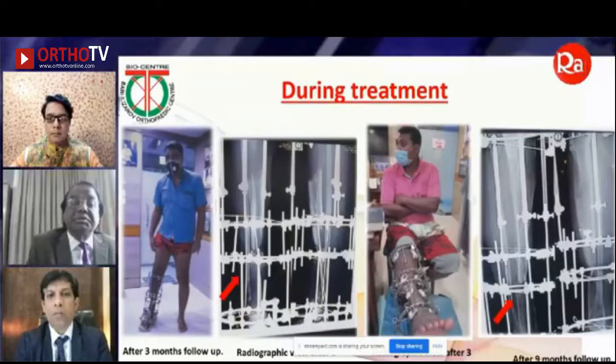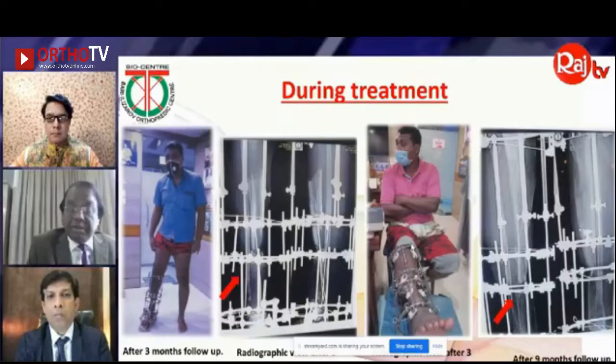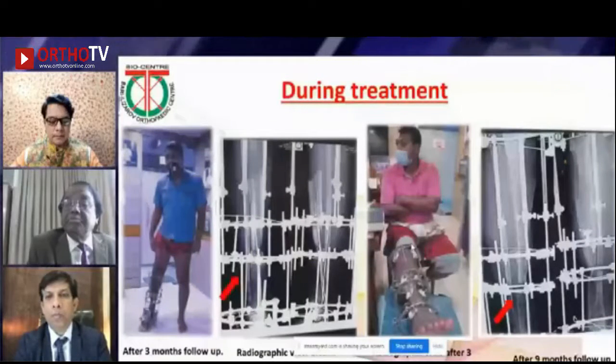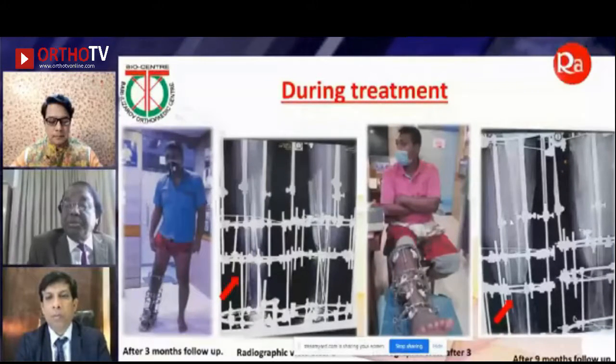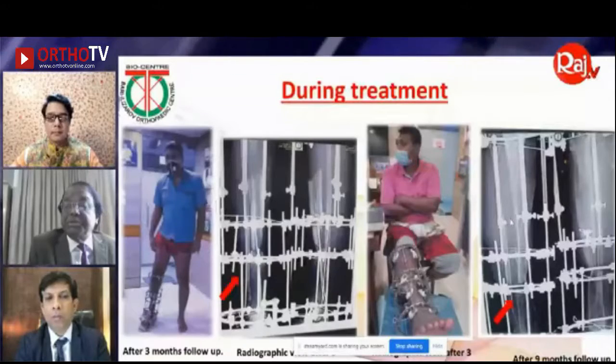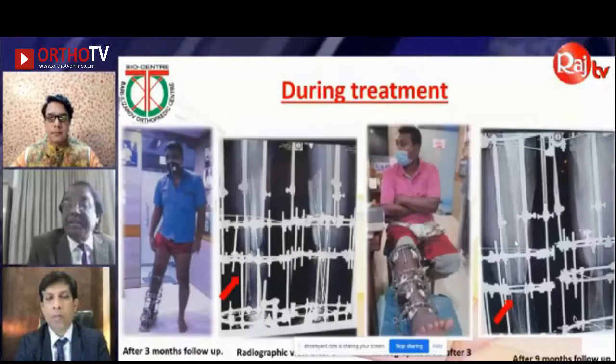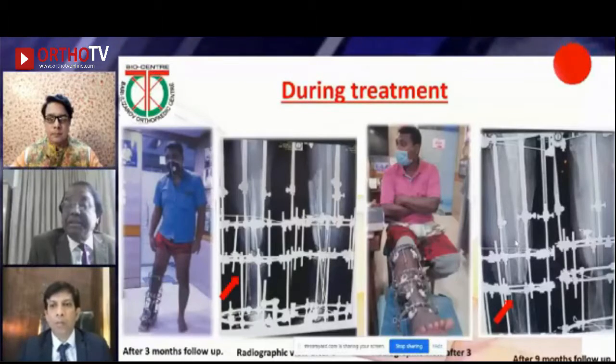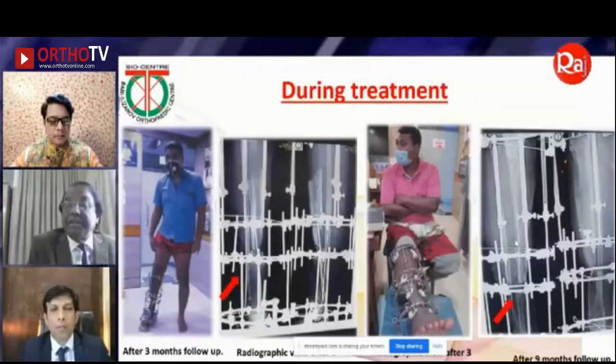So this is during treatment, you can see, and you can see in the right side massive bone formation. This is trifocal bone lengthening, trifocal osteosynthesis by Ilizarov.